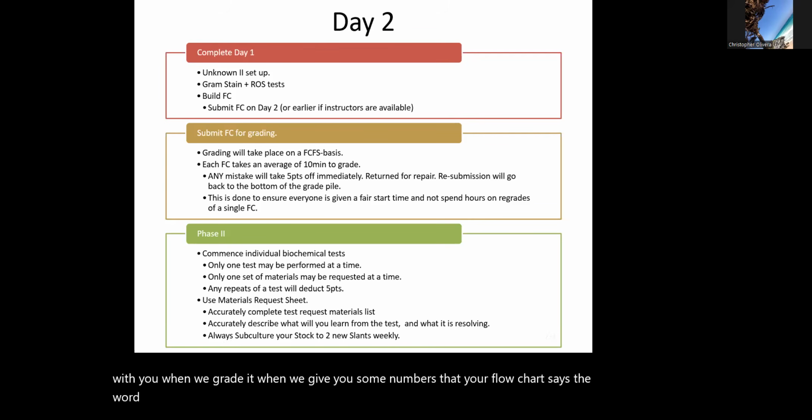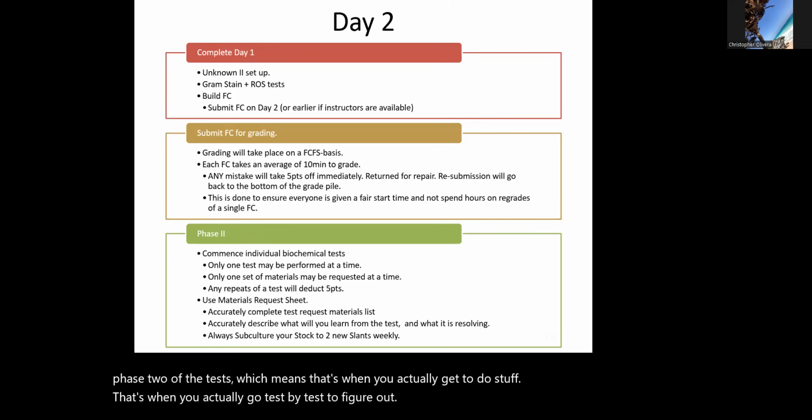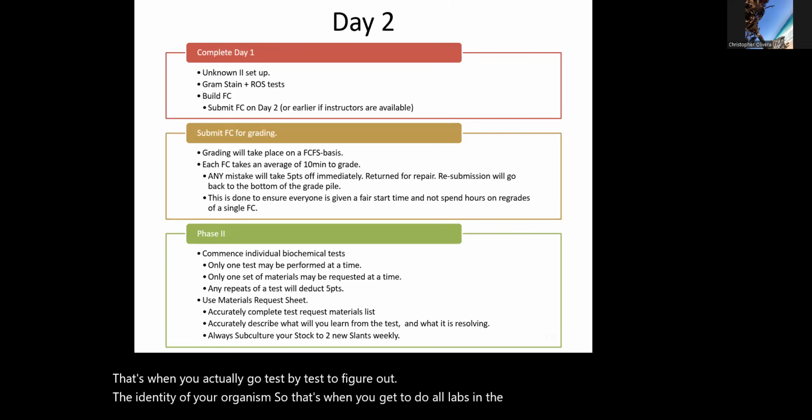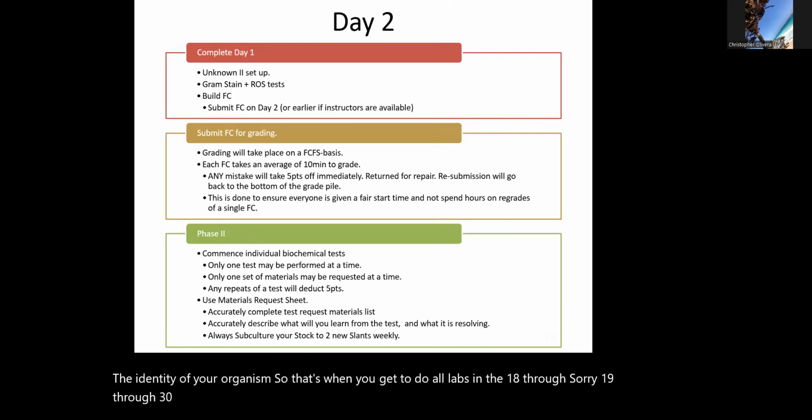And then after that, we'll continue this portion of what we call phase 2 of the tests, which means that's when you actually get to do stuff. That's when you actually go test by test to figure out the identity of your organism. So that's when you get to do all labs 19 through 38. All of those ones are performed.